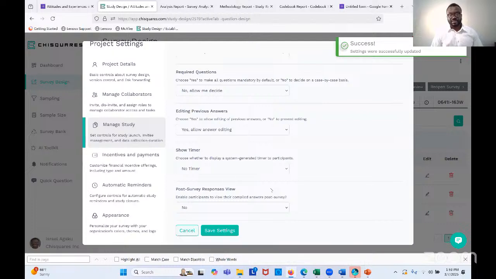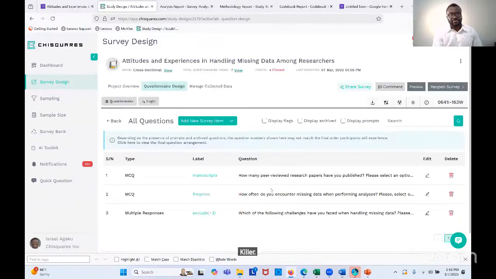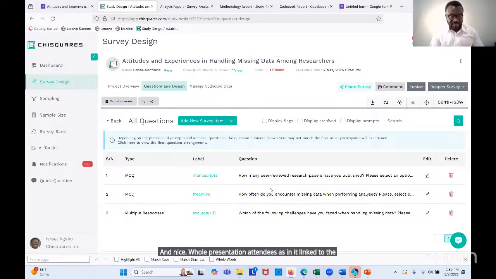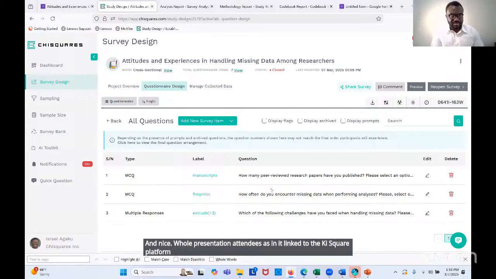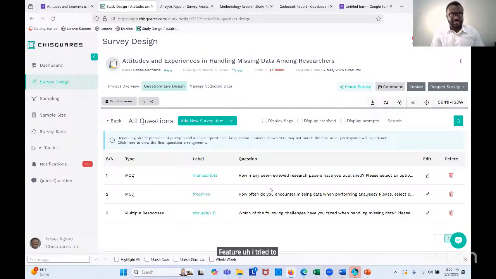Bikila? Oh, oops. Thank you very much, Prof. Really, it's a good and nice presentation, and the way you present the content is clear and nice. The whole presentation is linked to the Chi-Square platform, because Chi-Square has free features. I tried to check the free features and it's good. But I'm Bikila from Ethiopia.